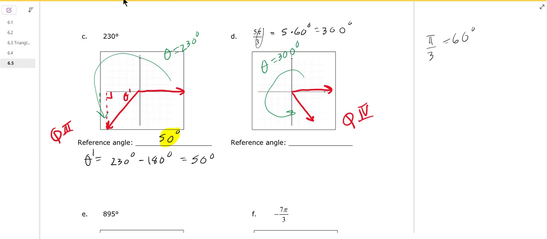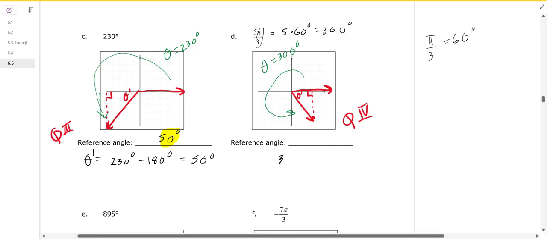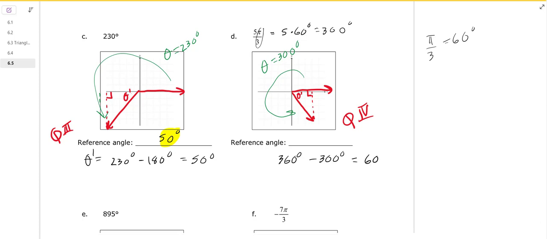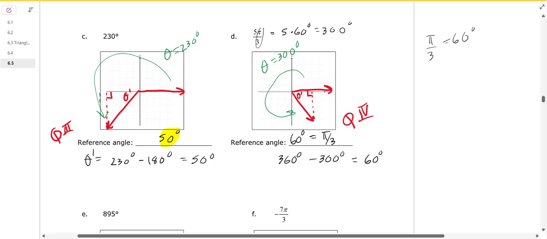Draw to the x-axis to form your reference triangle. Theta prime is your reference angle, so we have to figure that out. The way we would do this is all the way around the circle, 360 degrees, less the 300 would give us a leftover reference angle of 60 degrees. Now 60 degrees is the same thing as pi over 3 radians. So we probably ought to go ahead and give that answer in radian mode since the original problem was in radians.